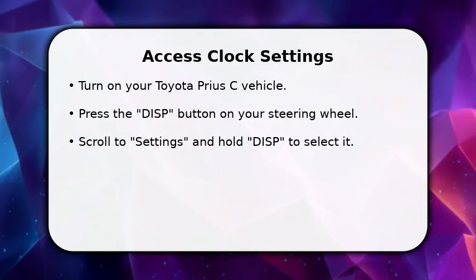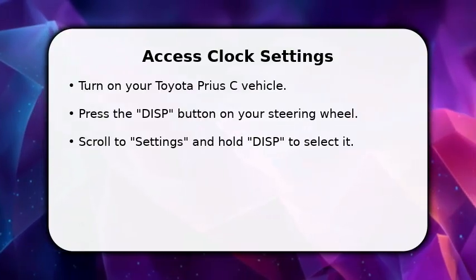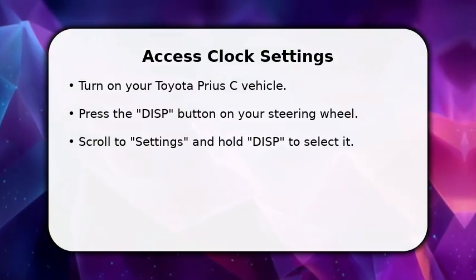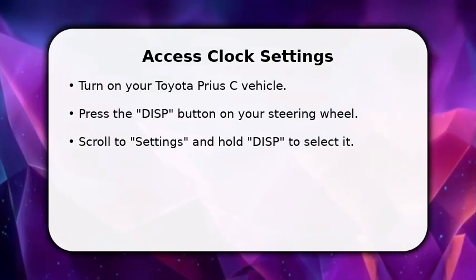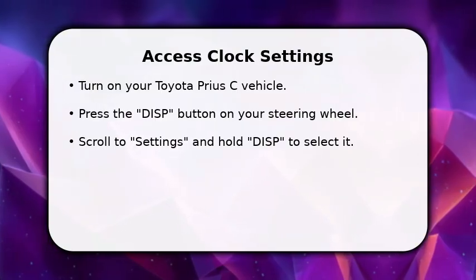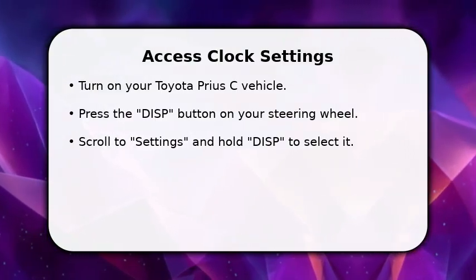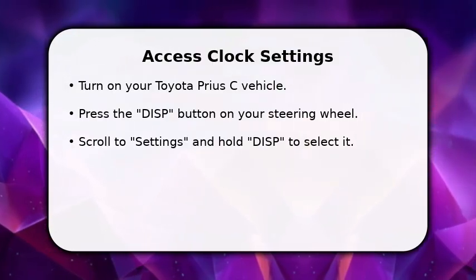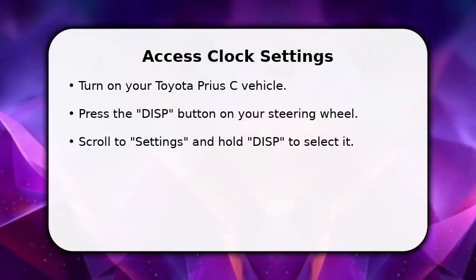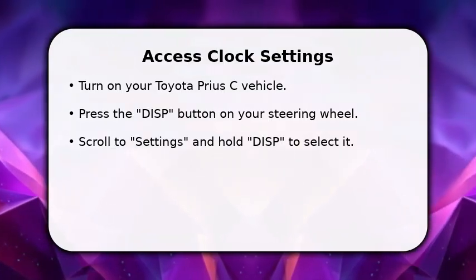In this video, I will explain how to change the time in your Toyota Prius C. First, ensure your vehicle is on. Locate the DISP button on your steering wheel. Press this button to cycle through the display options until you find Settings. Once Settings is highlighted, press and hold the DISP button to enter that menu. This action will bring you to the main settings screen.